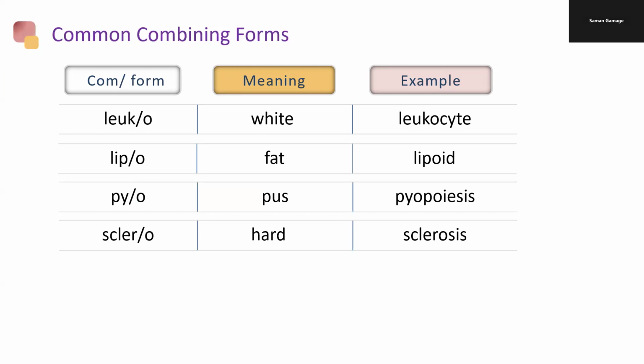Sclero means hard. Sclerosis is a condition of hardening. We talk about sclerosis of arterial walls and sclerosis of some other tissues. That means hardening. Litho is stone or calculus. Lithiasis means presence of stones. For example, urolithiasis, presence of stones in urine. Cholelithiasis, presence of stones in bile.